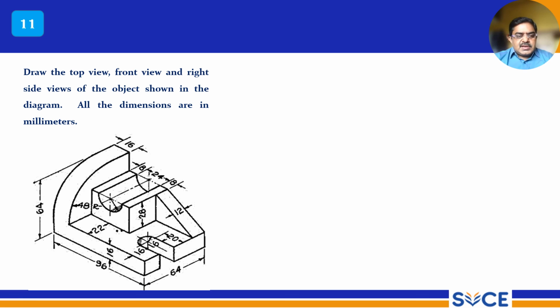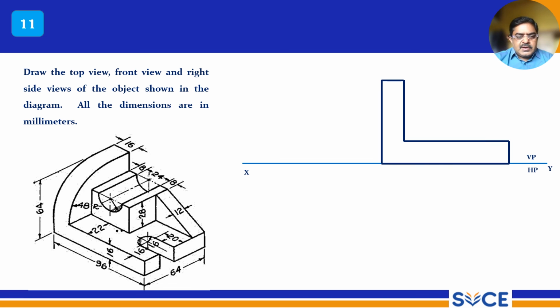So this is another component. It is a little complicated component, but it is easy, very easy to draw this, right? So height is given 64, width is given 96. You can draw front view and right side view and top view. Front view, this arc is visible, right? This arc is visible, so that should be drawn very carefully.